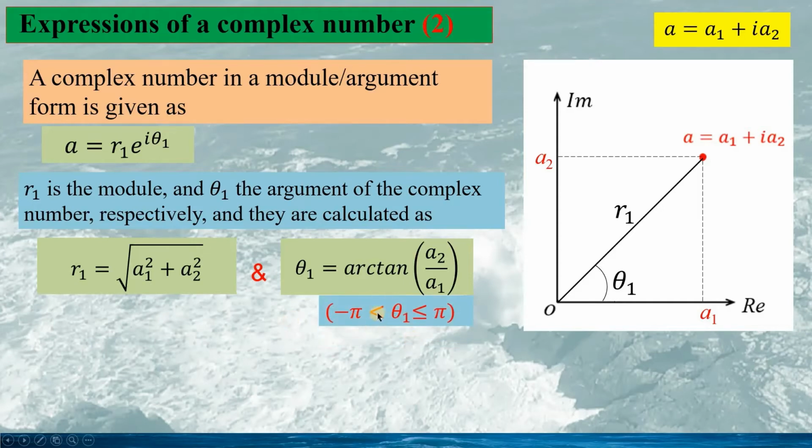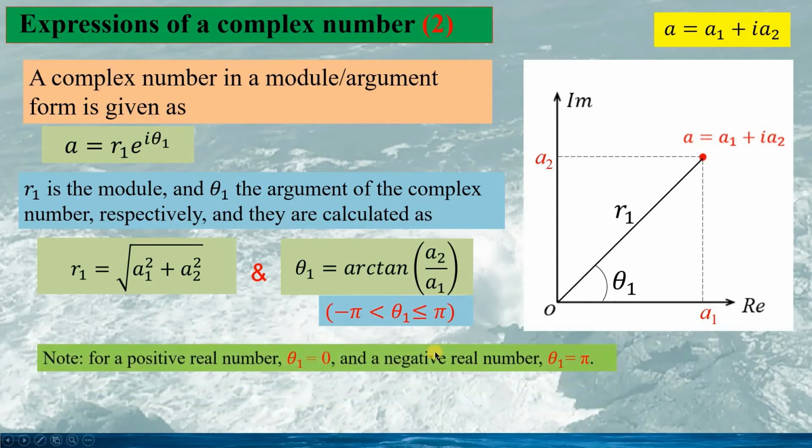But for the complex number, its principal value would be decided by the argument theta 1 in a limit in this. So for a positive real number, because A2 would be 0, thus theta 1 would be 0. And for the same expression, a negative real number, the corresponding phase theta 1 would be pi.